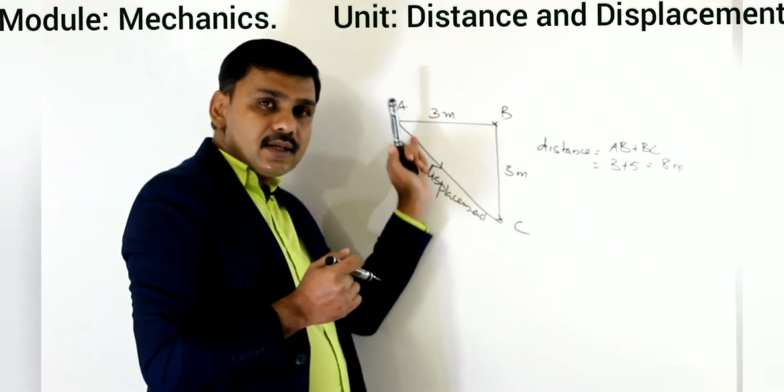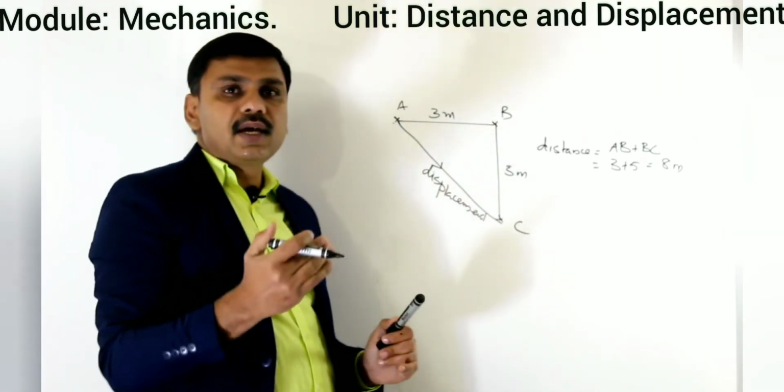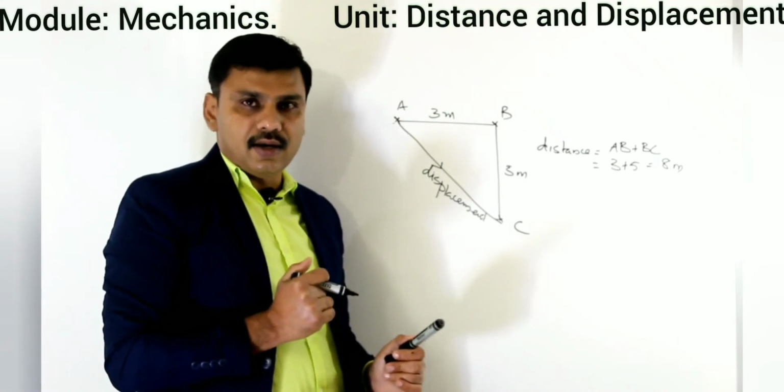So what is the reason? This displacement is coming as the hypotenuse of the right angle triangle.